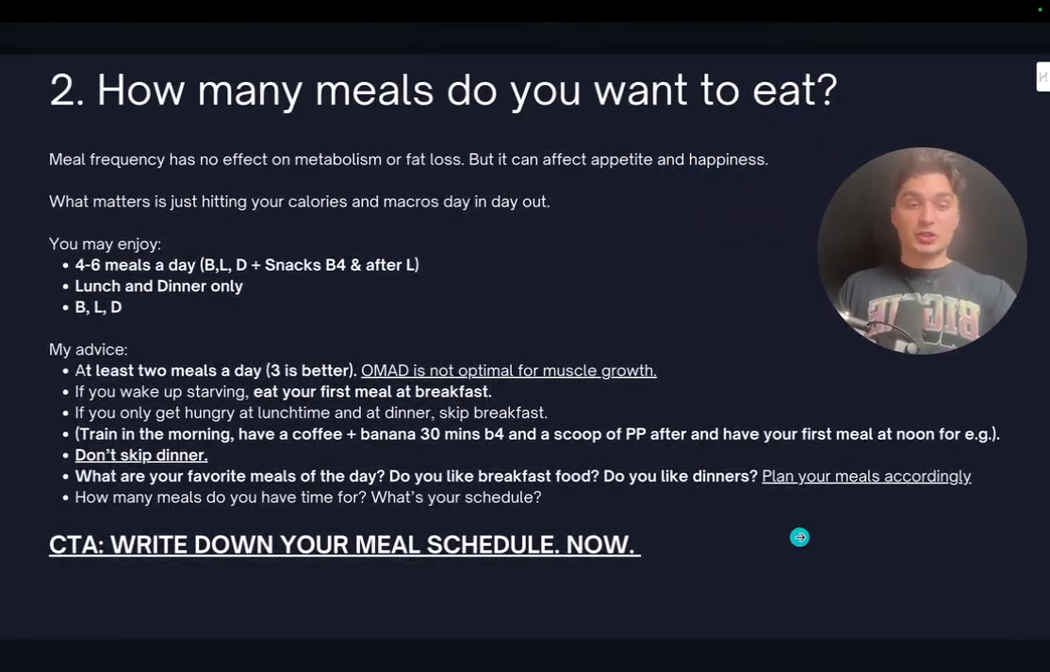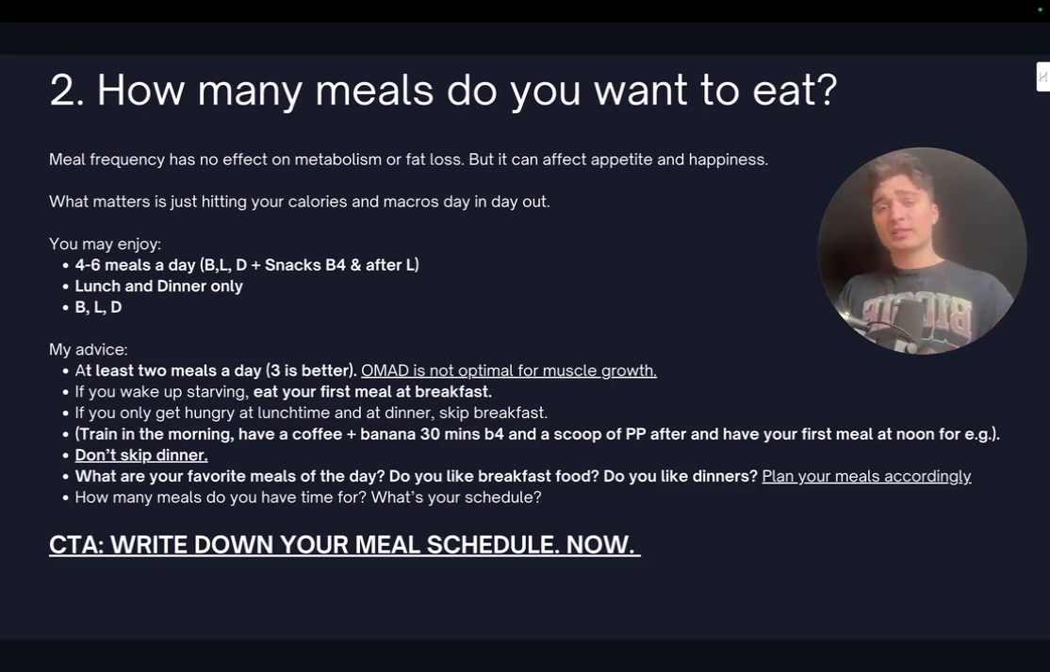So, next question you need to ask yourself and answer is, how many meals do you want to eat each day? Meal frequency has no effect on metabolism. It has no effect on fat loss, but it can affect your appetite and your happiness, which by extension can affect the rate of muscle growth, the rate of fat loss, right? So what matters is just hitting your calories and macros day in, day out. The amount of meals you eat does not really matter.